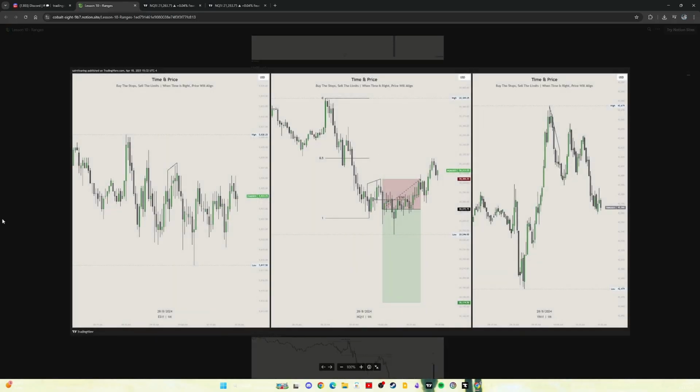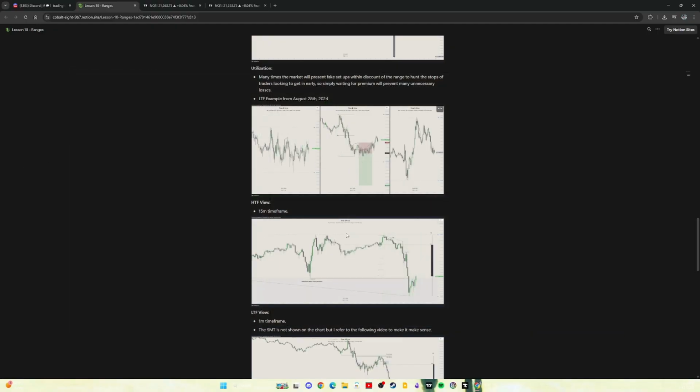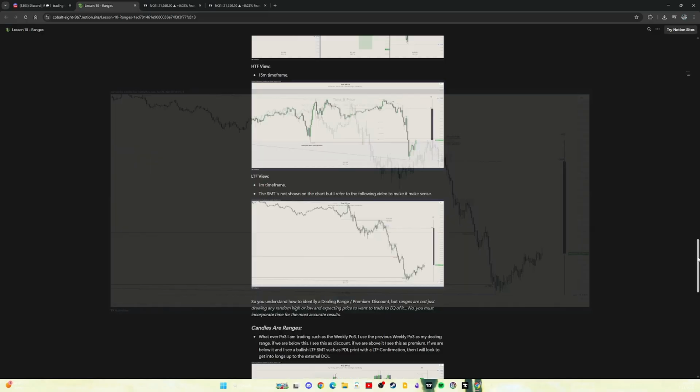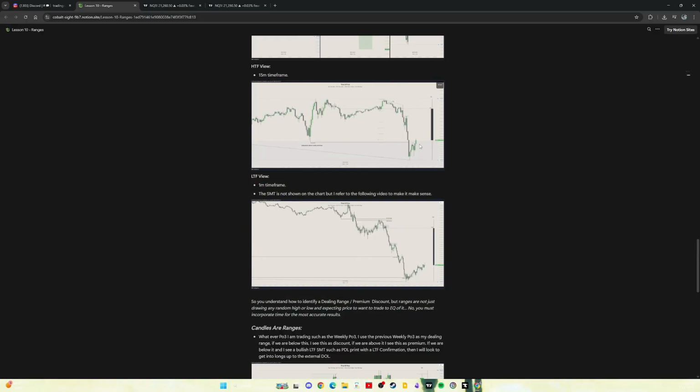So anyways, here you can see that price forms a fake setup within discount. It's fake because we're in discount, and by just waiting for premium to be tapped into, you mitigate any losses. Same example here, price taps into premium of that range, and then we form a valid sell model, and that's when price starts to distribute. So that is a lower time frame utilization.